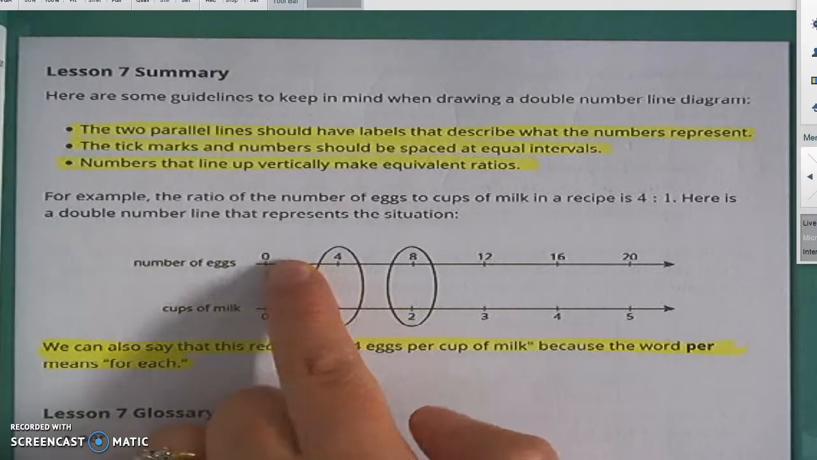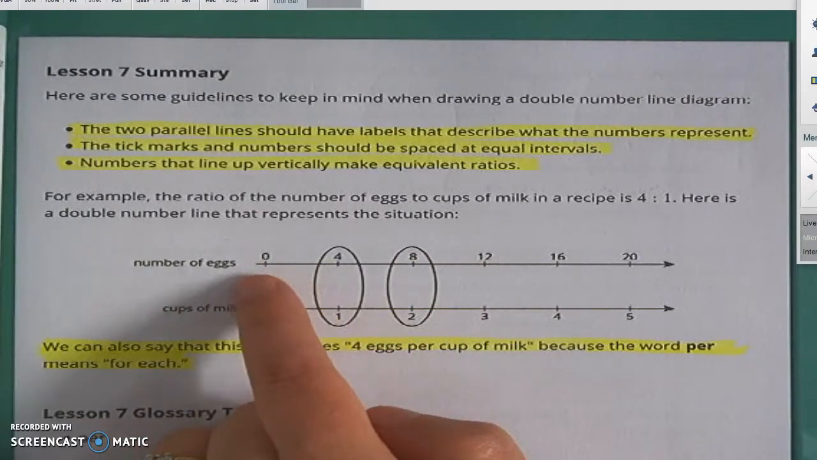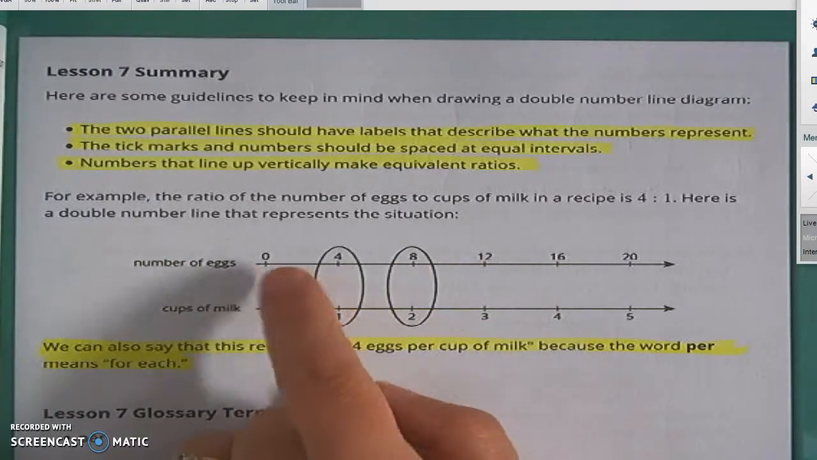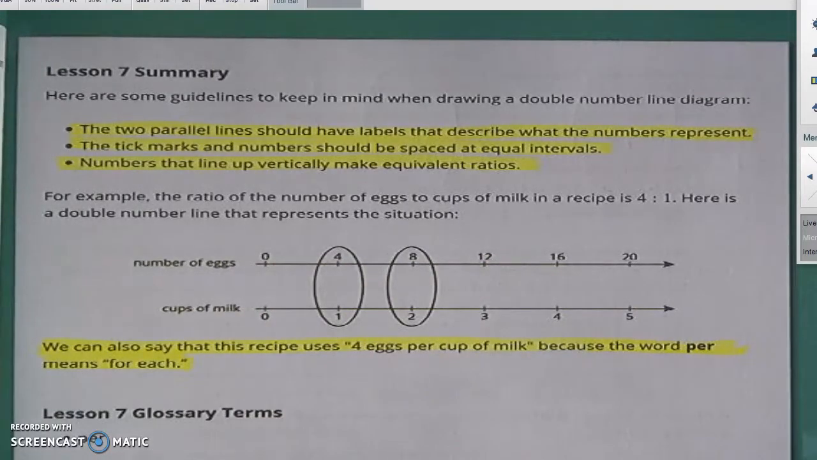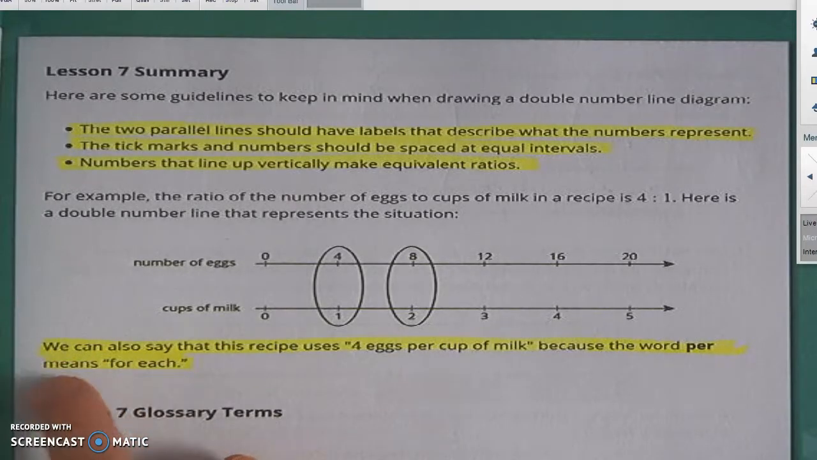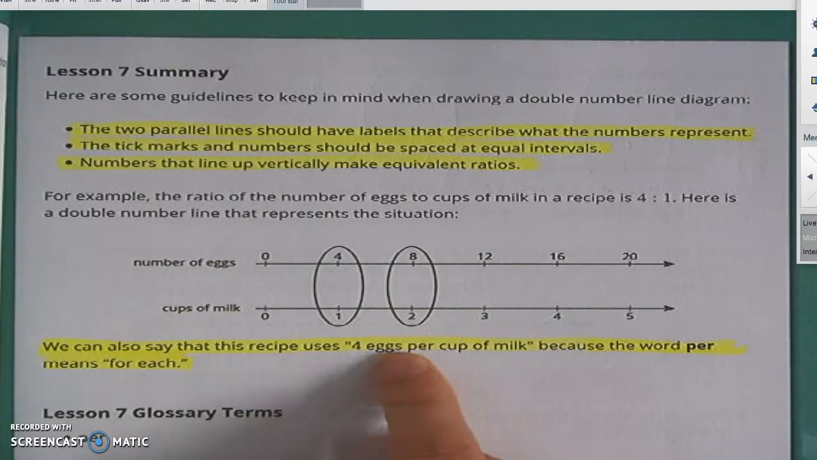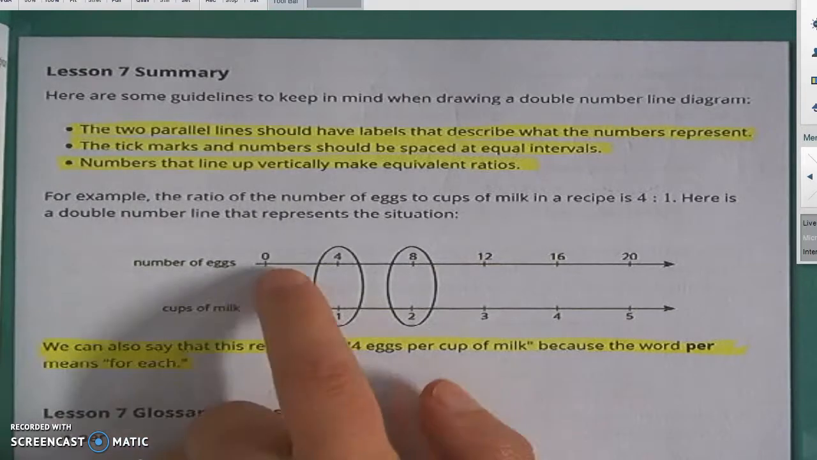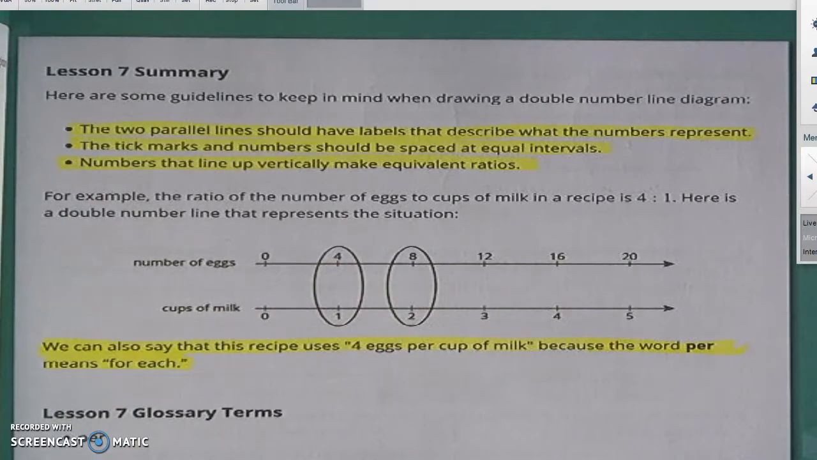So my tick marks are evenly spaced, and my numbers are going up at a constant rate. So it's going 4, 8, 12, and 1, 2, 3. It's not going 4, 15, 97, anything like that. And then the other part, we can also say that this recipe uses 4 eggs per cup of milk, because the word per means for each. So for every 1 cup of milk, we're going to use 4 more eggs. Okay, so make sure you have that highlighted.